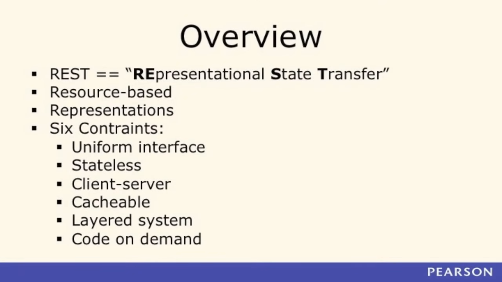So real quick, an overview of what we're going to talk about today. REST is short for representational state transfer. We're going to talk about how it's resource-based versus action-based in some other service systems, and the representations that are passed back and forth between client and server. Then we're going to talk about the 6 constraints of the RESTful architecture, those being uniform interface, statelessness, client-server, cacheability, assumption of a layered system, and code on demand.